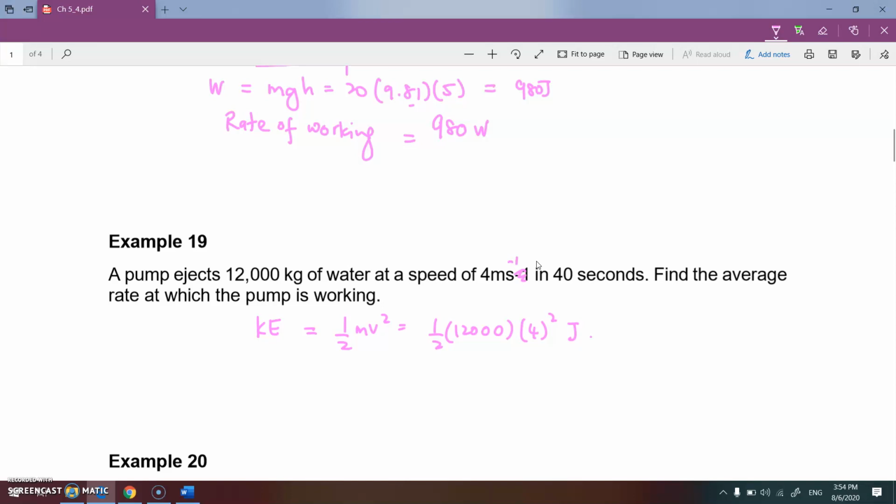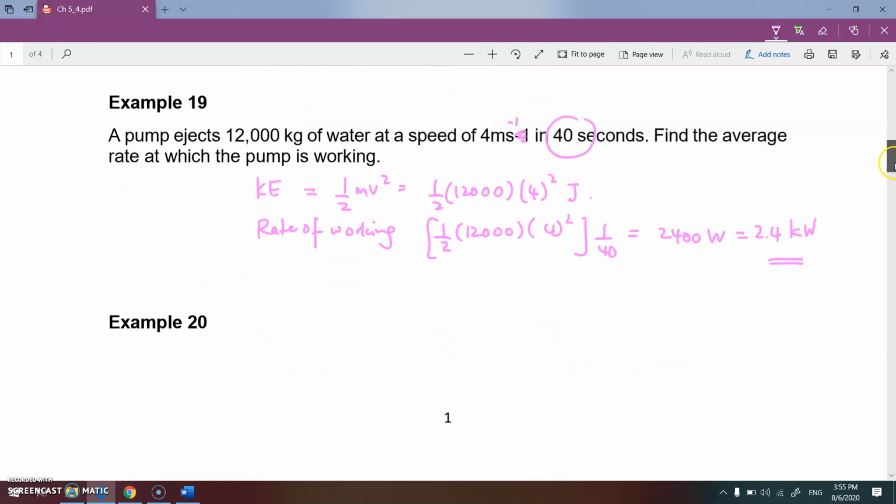And then if you want to find the rate of working, you have to divide by how many seconds. So this one is over 40. You just divide this one, 4 squared, by 40. So your answer is 2400 joules in 1 second, or 2.4 kilo. Sorry, this is kilowatt. So this is watt. So this is your answer.